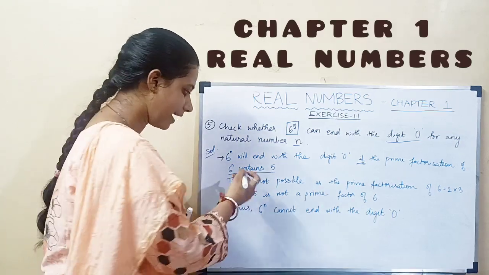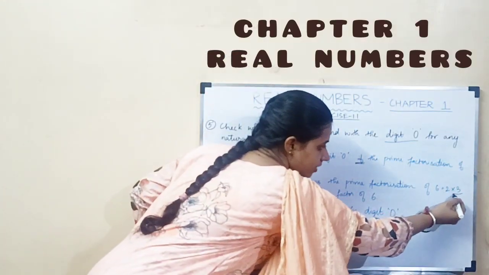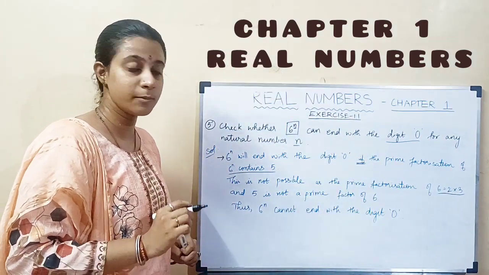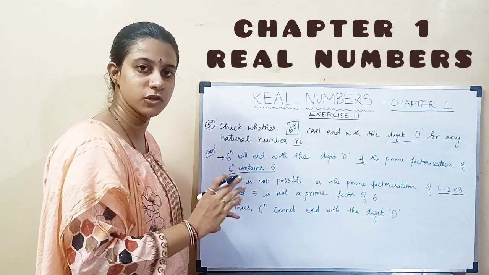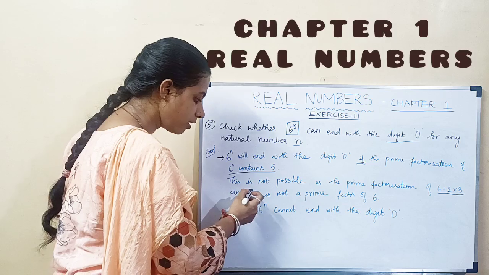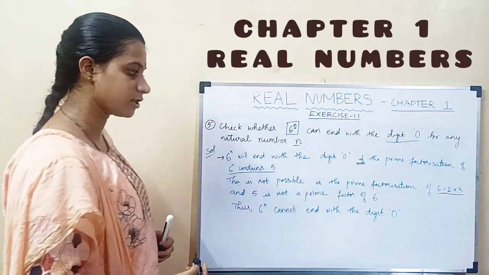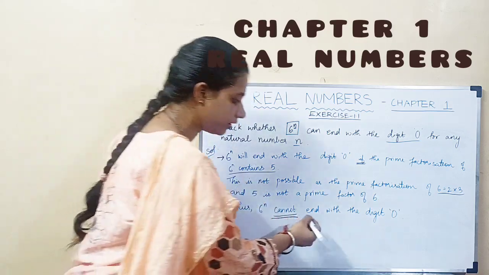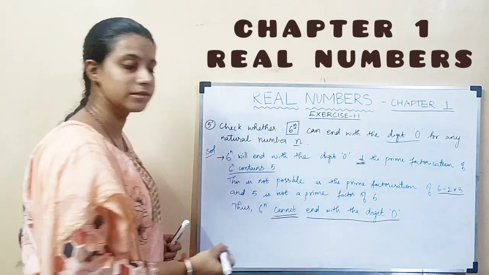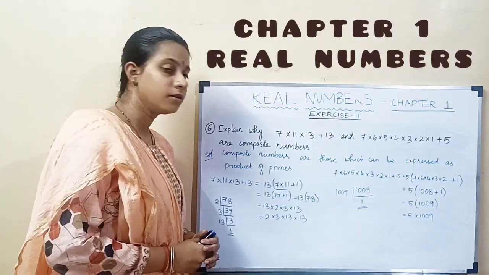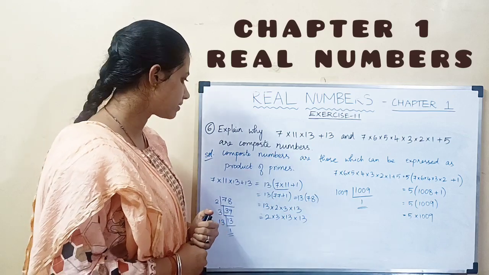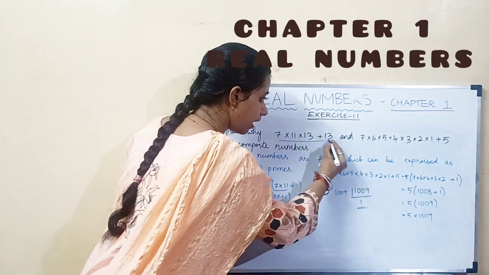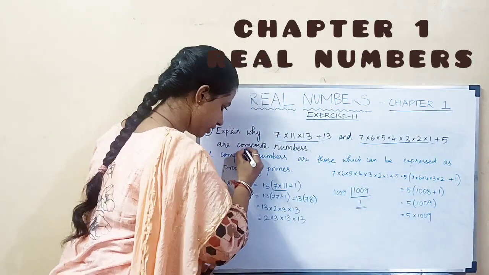But this is not possible, as we know that the prime factorization of 6 is 2 into 3, and we also know from the fundamental theorem of arithmetic that this factorization is unique. So there is no 5 in the prime factorization of 6. So 6 power n cannot end with the digit 0. This is the conclusion we are arriving at. Now coming to the sixth question, it is asked to explain why the given two numbers are composite.